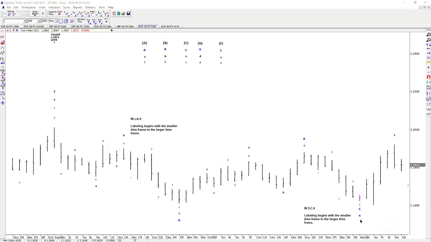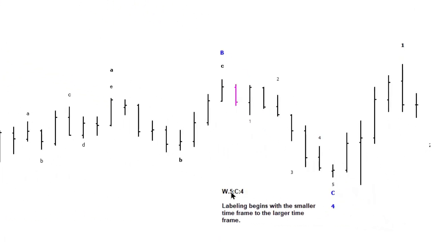And one more simple example as of this point in time is we start with the smaller degree and we work up to the larger degree.